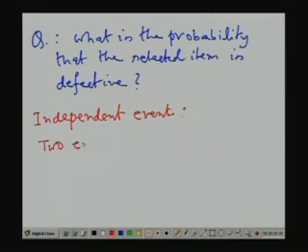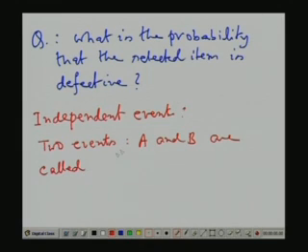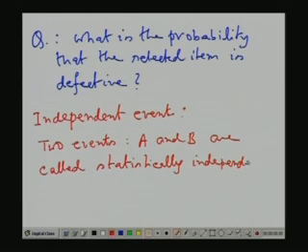Two events A and B are called, in fact we call them, statistically independent if the probability of this intersection, which we call joint probability, because in this case both A and B have to occur jointly, is the same as the product of the individual probabilities.